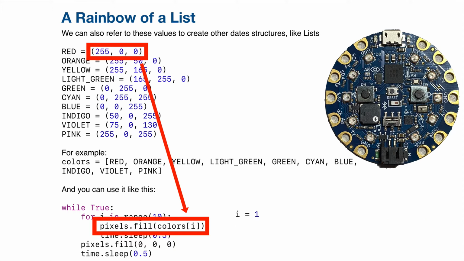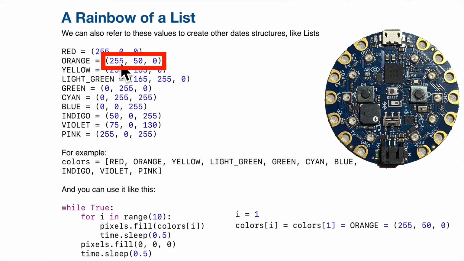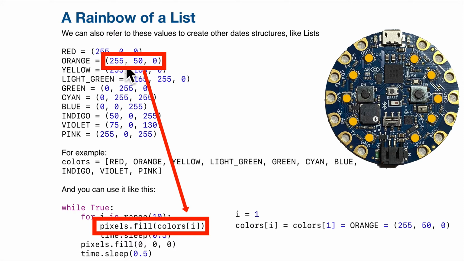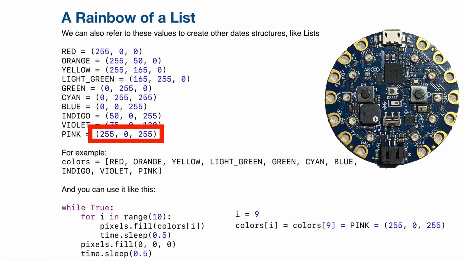The second time I go through, i changes to 1. So when I get down to this line, the color at element 1, remember I start at 0 here, so 0 was red, colors[1] is orange. Orange is 255, 50, and 0. And I continue through this pattern all the way up to pink. Pink is number 9, and that's going to refer to 255, 0, 255.